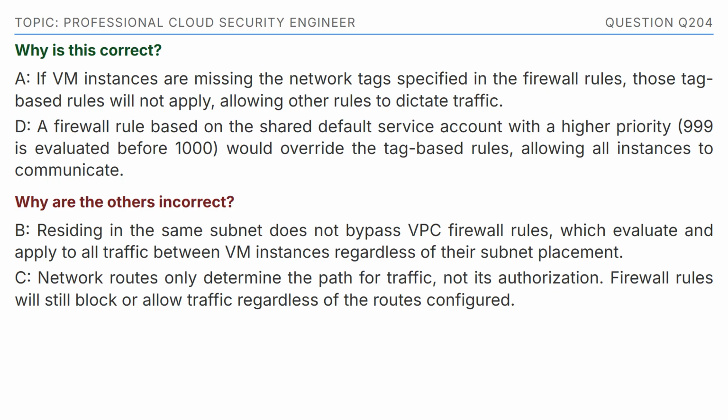Why are the others incorrect? B. Residing in the same subnet does not bypass VPC firewall rules, which evaluate and apply to all traffic between VM instances regardless of their subnet placement. C. Network routes only determine the path for traffic, not its authorization. Firewall rules will still block or allow traffic regardless of the routes configured.